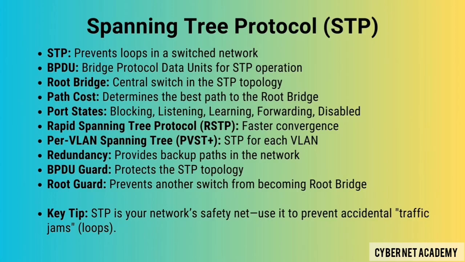Per VLAN Spanning Tree, PVST+, runs a separate STP instance for each VLAN, allowing for better load balancing. Multiple Spanning Tree, MST, combines multiple VLANs into a single STP instance, reducing CPU load on switches. Key STP parameters include bridge ID, path cost, and port ID, which determine the STP topology.